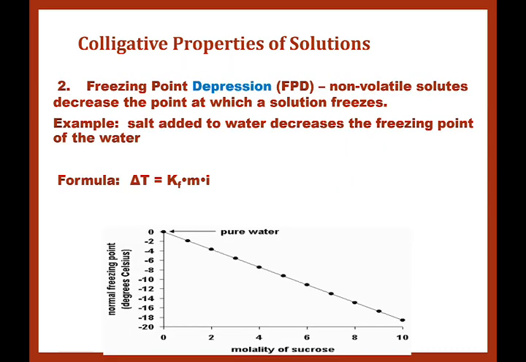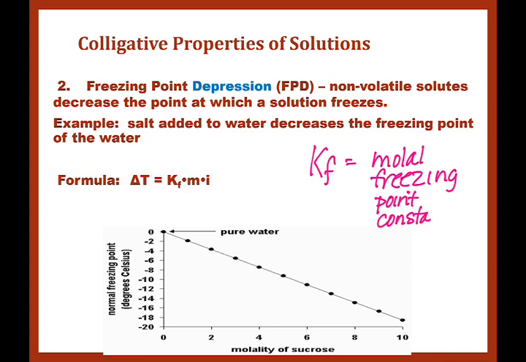And guess what? For freezing point depression, it looks exactly the same, with the exception that KF is, you guessed it, the Molal freezing point constant. Those are given to you. You do not have to memorize those. Every substance has its own constant. For instance, water has its own. If you look at this chart that you have in your notes and look at acetic acid, they have different KB and KF values. The m still means molality. The i is still the number of particles.